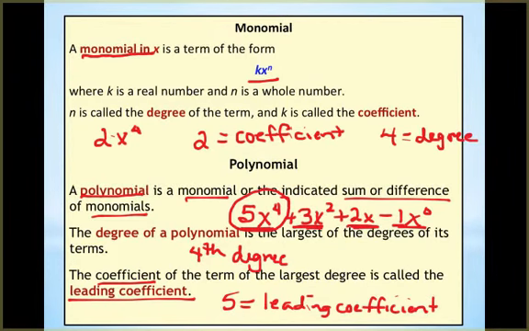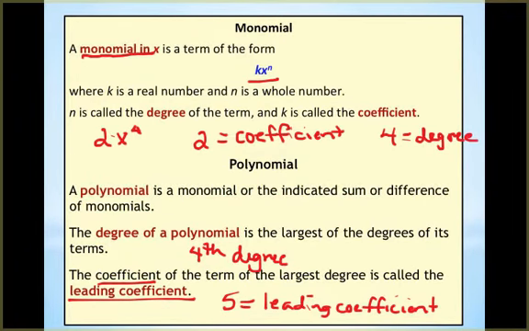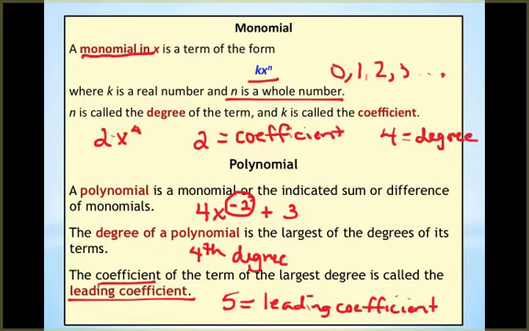Now we do need to talk about things that wouldn't be a polynomial. Let's look at an example of something that's not a polynomial and why it's not. If I had something like 4x to the negative 2 plus 3, that's not a polynomial, because to be a monomial, remember that our exponent has to be a whole number. Negative 2 is not a whole number, because whole numbers are 0, 1, 2, 3. So no negative numbers and no fractions or decimals. Since this is a negative number, that can't be a monomial, and so we can't have a polynomial.